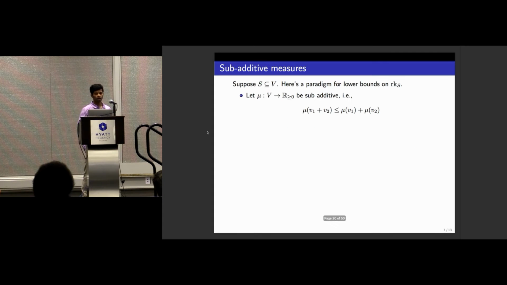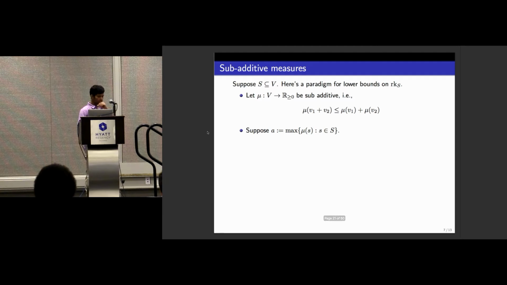Okay? Now, I want to talk about a paradigm for lower bounds on S-rank or rank S, whatever you want to call it, on any additive complexity that you like. And the paradigm is you start with a subadditive function. A function is subadditive if the value it takes on V1 plus V2 is smaller than the value it takes on V1 plus the value it takes on V2.